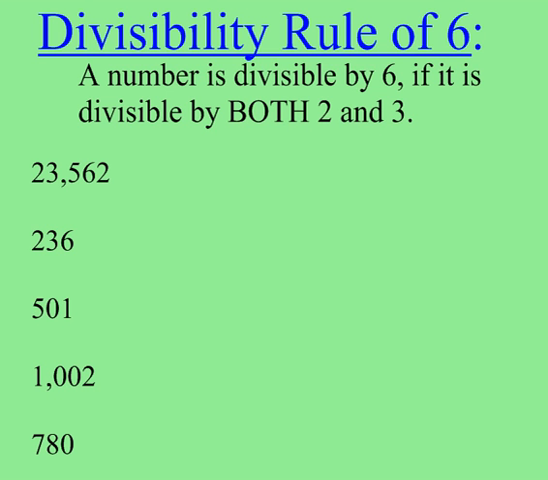Divisibility rule of 6. A number is divisible by 6 if it is divisible by both 2 and 3. Now let's go to the first example.